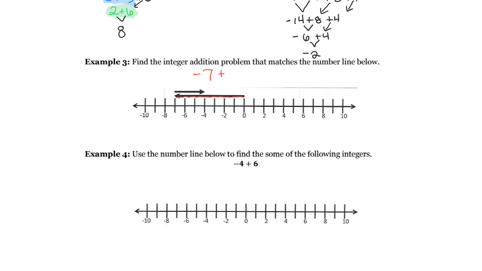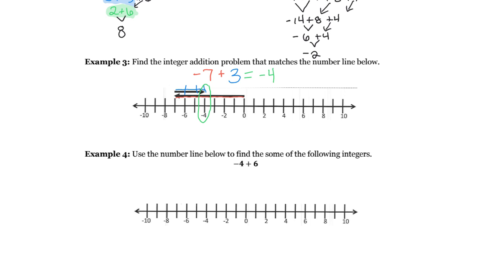And then where's my second arrow going to? My second arrow is going up how many spots? It's going up 1 spot, 2 spots, 3 spots. So we're doing -7 plus 3. And that tells us that -7 plus 3 is equal to -4. So it's just really reading the number line there, okay?